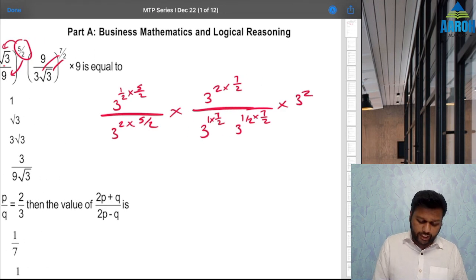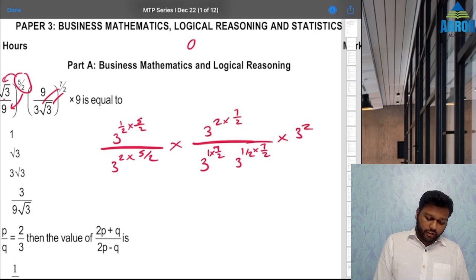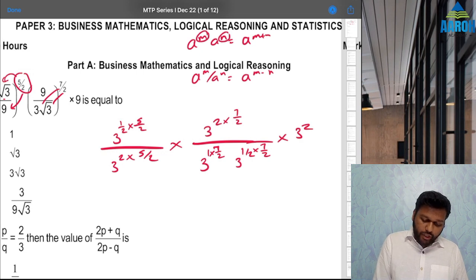Now no need to do any other simplification. No need to write anything. You have calculator, that's it. Because remember, a raised to m into a raised to n is a raised to m plus n. And a raised to m by a raised to n is a raised to m minus n. That means all the powers in numerator will be added. All the powers in denominator will be subtracted. So we'll just do everything with powers.